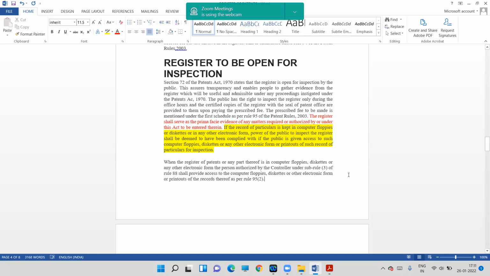Ma'am, I'm reading it out. The register may be an electronic register or in the form of floppies or diskettes or any other electronic form. It shall be maintained and accessed only by the person who is duly authorized by the controller, and no alteration or entry or rectification of any entry in the said register shall be made by any person who is not authorized by the controller. Yes, true. So authorization is needed, and the authorization is done by the controller.